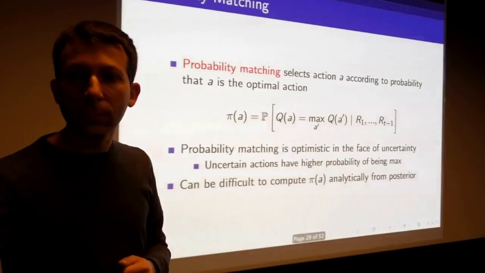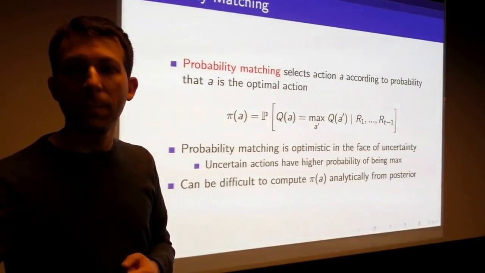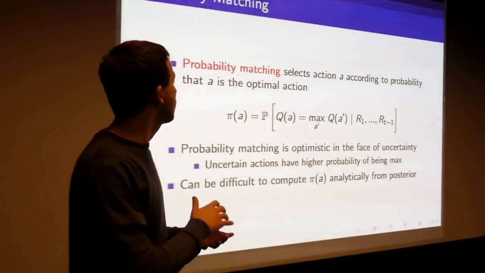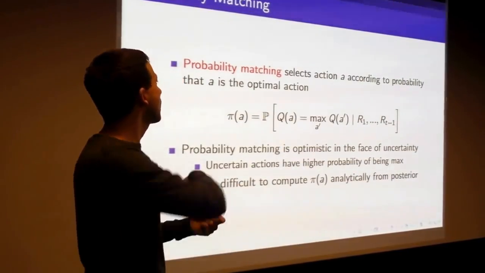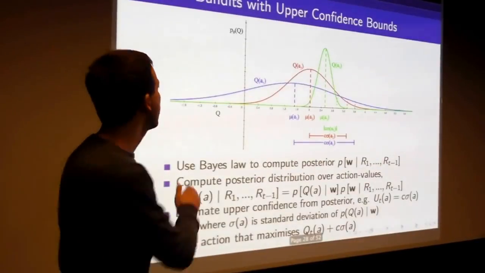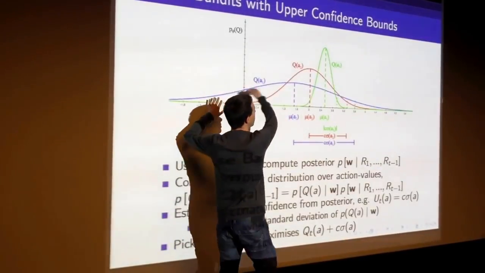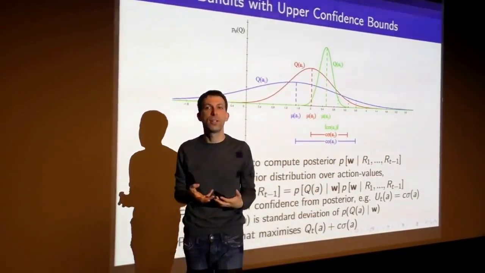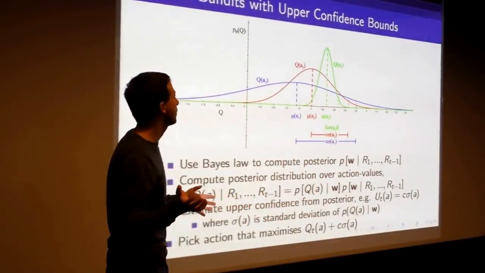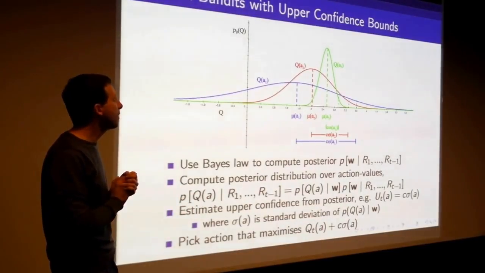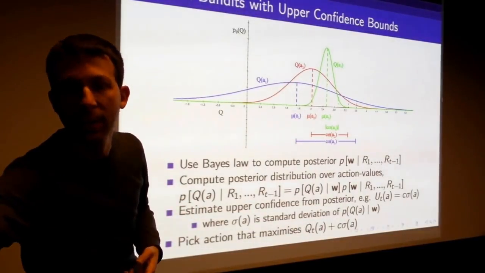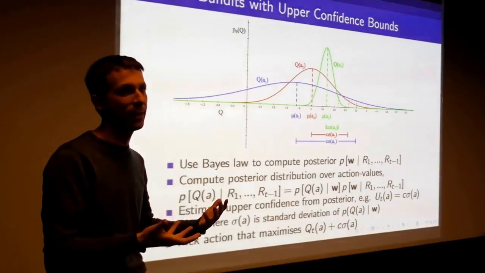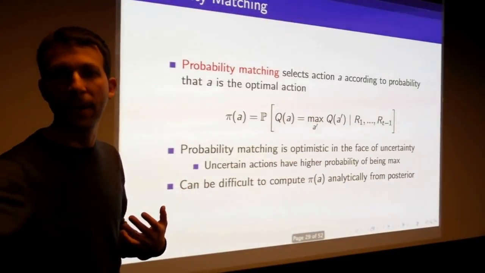Okay. There's a second way to make use of our probability distribution. So if we've computed all of these posterior distributions over our action values, so we've got the blue guy and the red guy and the green guy, there's another way to make use of this information. And this is also true for any Bayesian method. The idea is to do something called probability matching. So this is instead of the upper confidence bound idea.